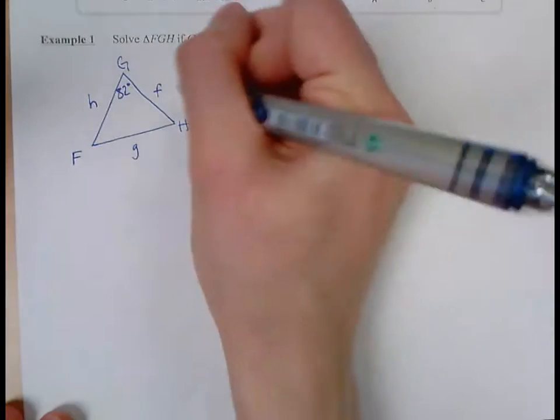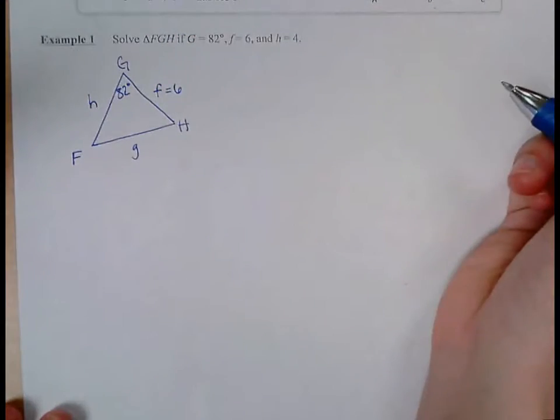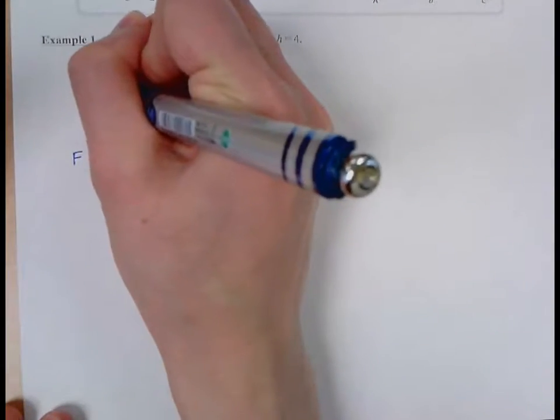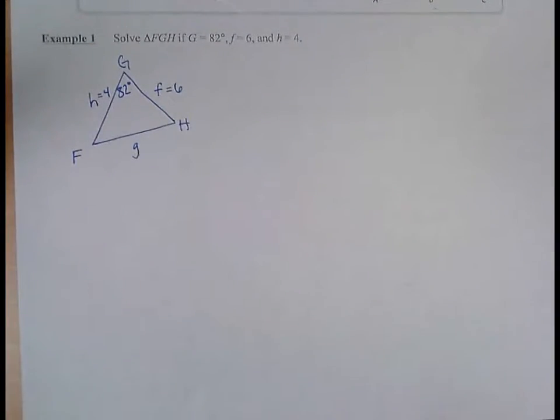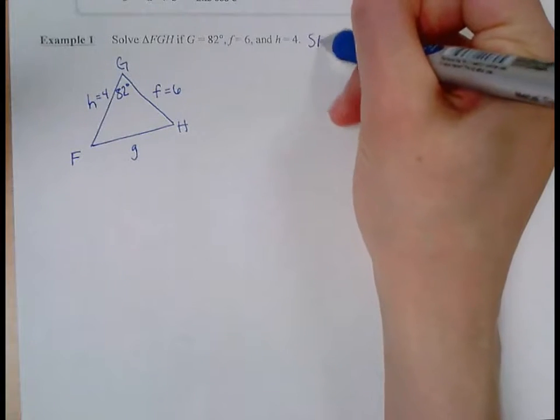And then side F is 6, and side H is 4. So notice what I'm given. I'm given two sides and the included angle. So this would be the case of SAS.